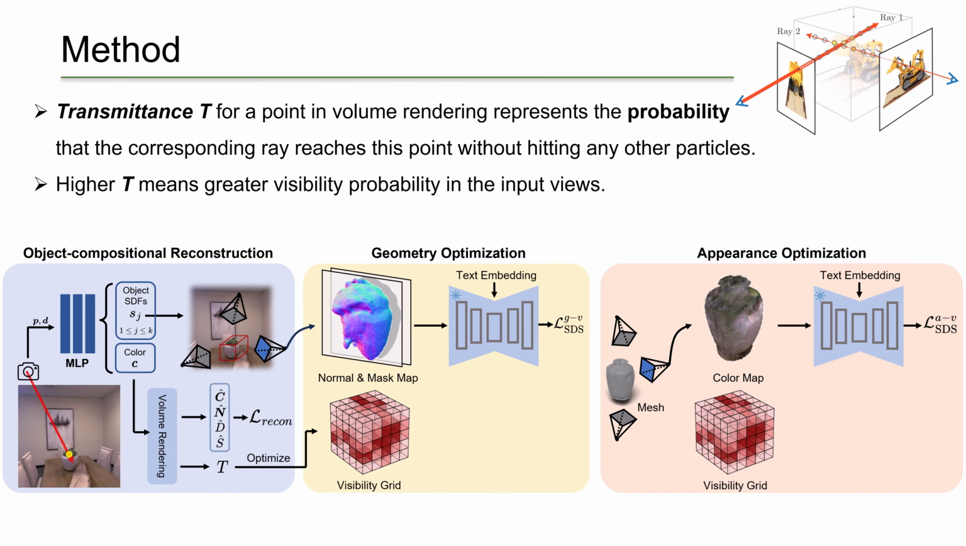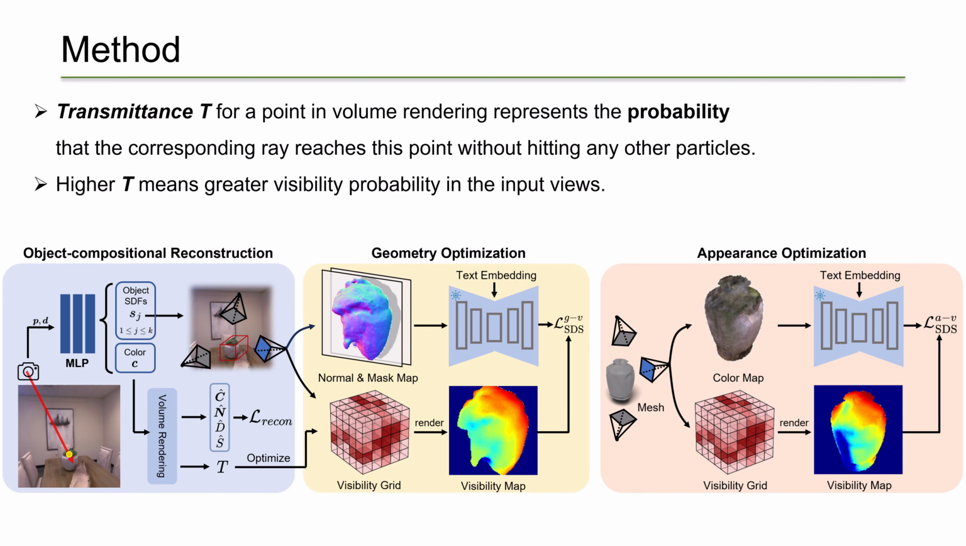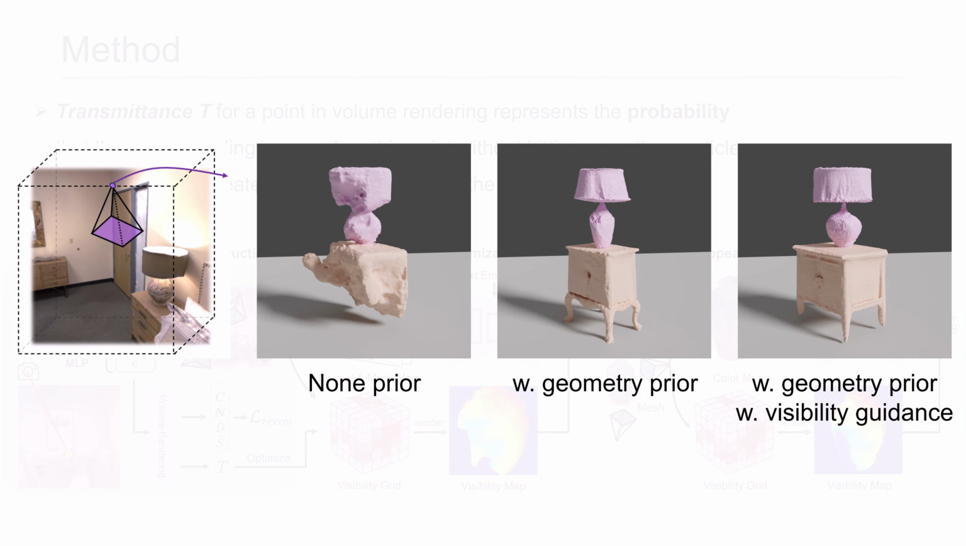As we know, transmittance T in volume rendering represents the probability that the corresponding ray reaches a point without hitting any other particles, and a higher T indicates greater visibility probability in the input views. We use the transmittance in the input views to optimize the visibility grid, and use the visibility map rendered from this grid to dynamically adjust the per-pixel SDS loss during geometry and appearance optimization. In this way, our method can optimize under-constrained regions while maintaining consistency with the input images.